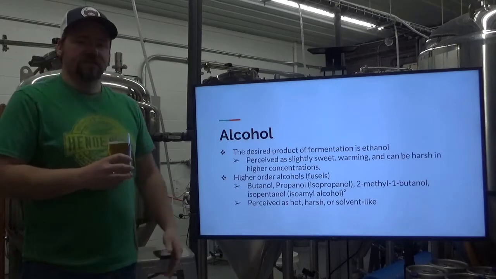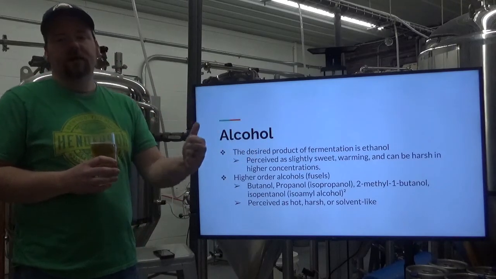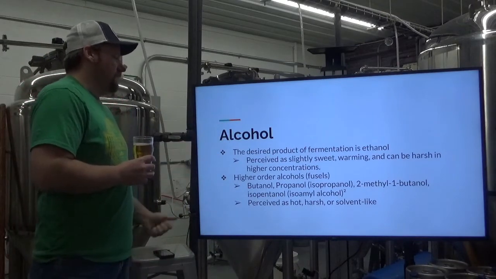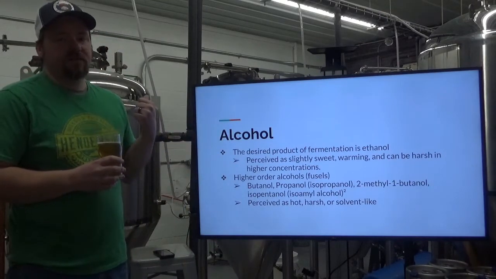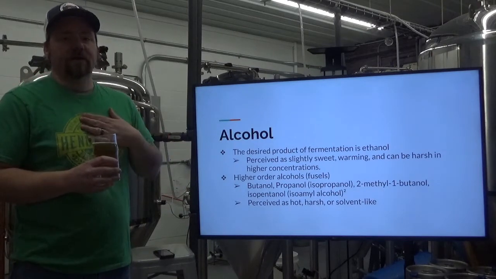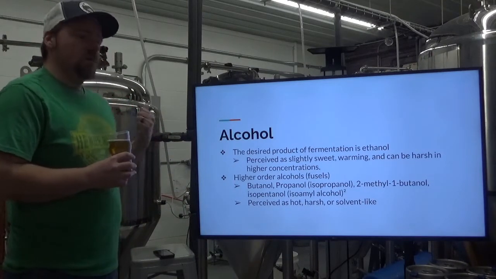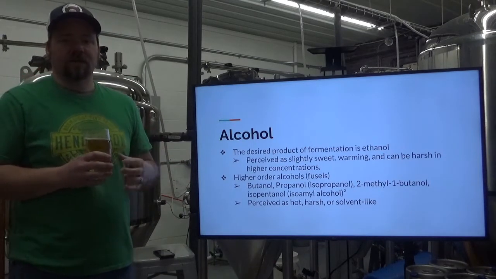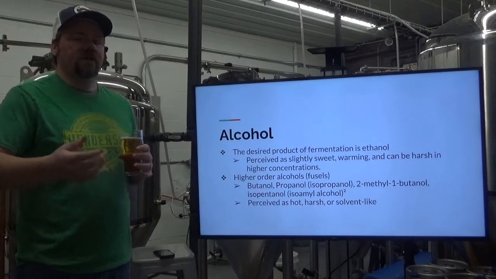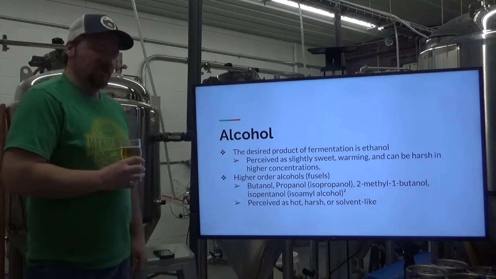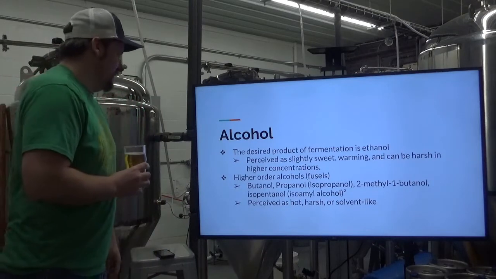So obviously alcohol, that is the desired outcome. That is the whole point of all this, yes? So the desired product of fermentation is ethanol. It's perceived on our palate as slightly sweet, warming, and it can be harsh in higher concentrations. And I think like vodka, it can take your breath away. You know, if that's your thing, it might not.